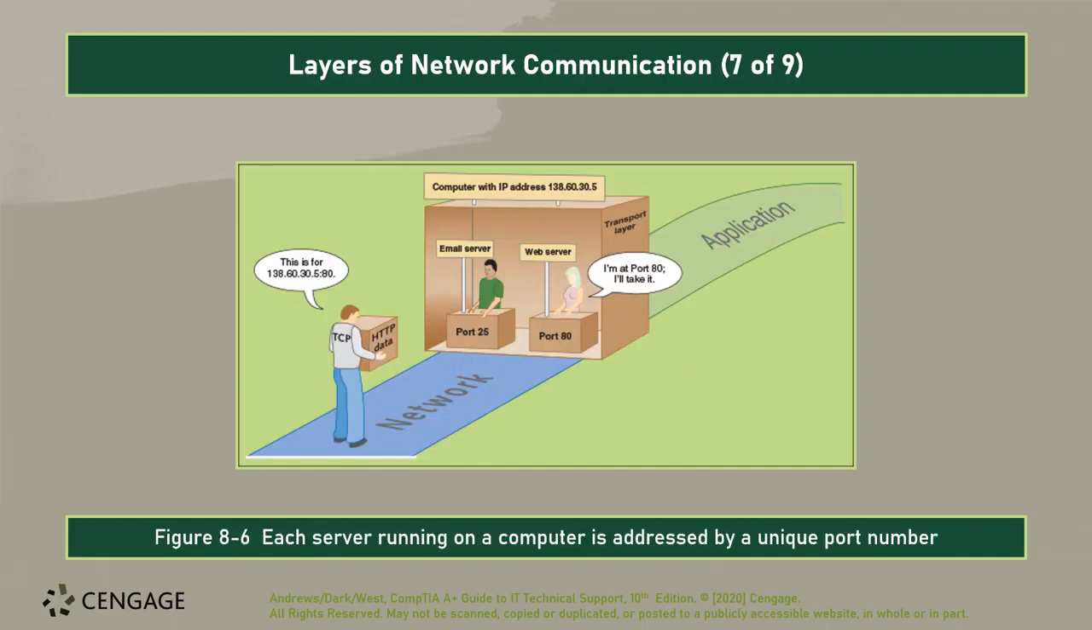Here we see port communication dealing with TCP delivering an HTTP data packet. This packet is delivered as 138.60.30.5:80. So the colon identifies the port number. The computer here, represented by what seems to be a giant cardboard box, has two people behind a kind of lemonade stand style box. One is an email server at port 25, and the other is a web server at port 80. So because :80 is at the end of this address, that identifies the port that is supposed to receive and process the traffic.